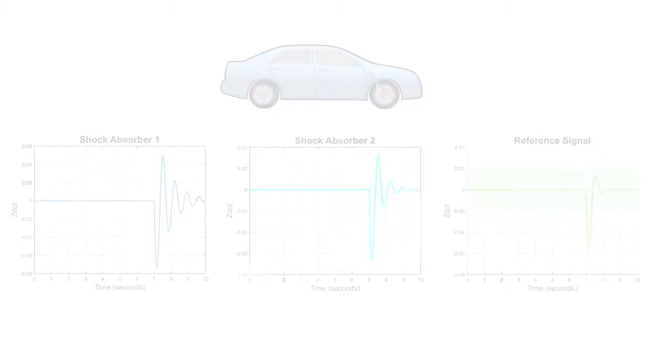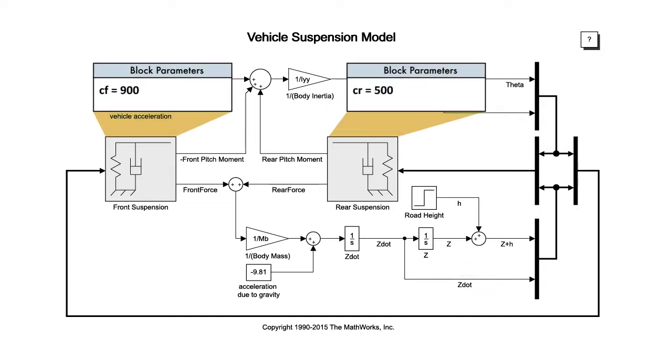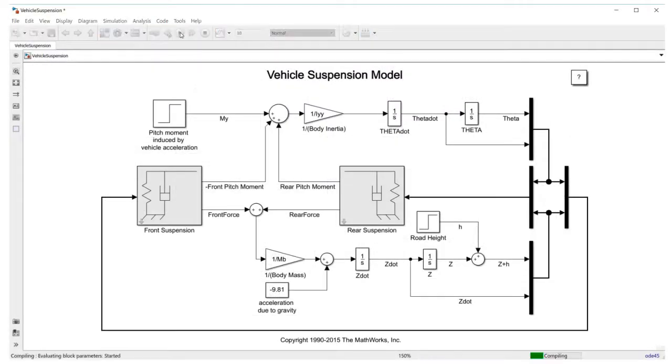target behavior. Our Simulink model uses two spring damper systems to represent the front and rear suspension. Let's simulate this model for different values of the damping coefficients to see how the vertical bounce changes. In other words, how smooth the ride is. After setting our initial suspension parameters, we run the simulation.